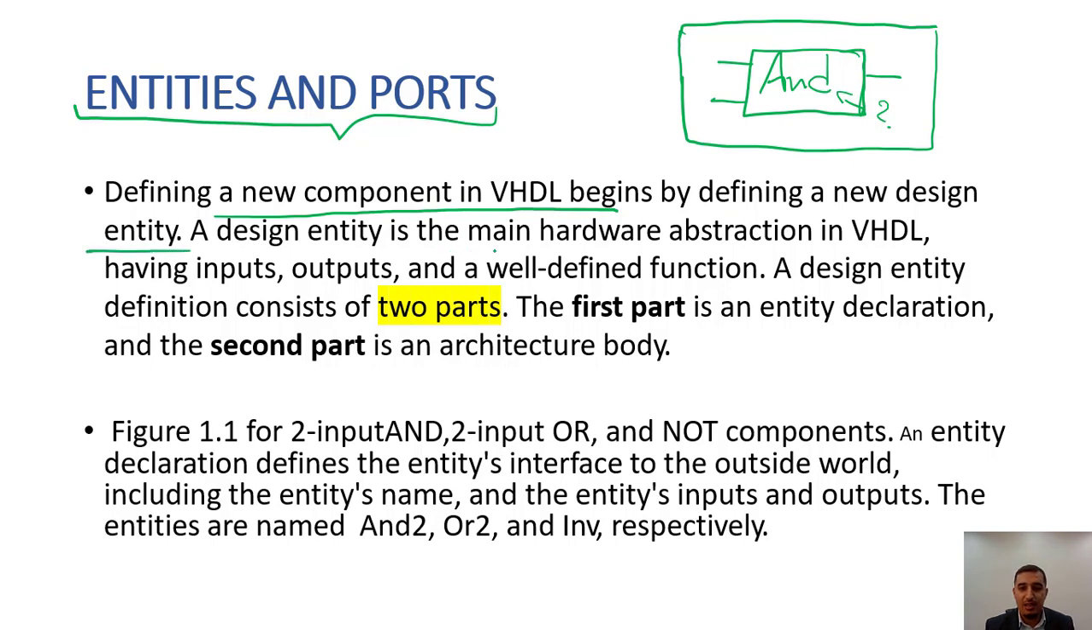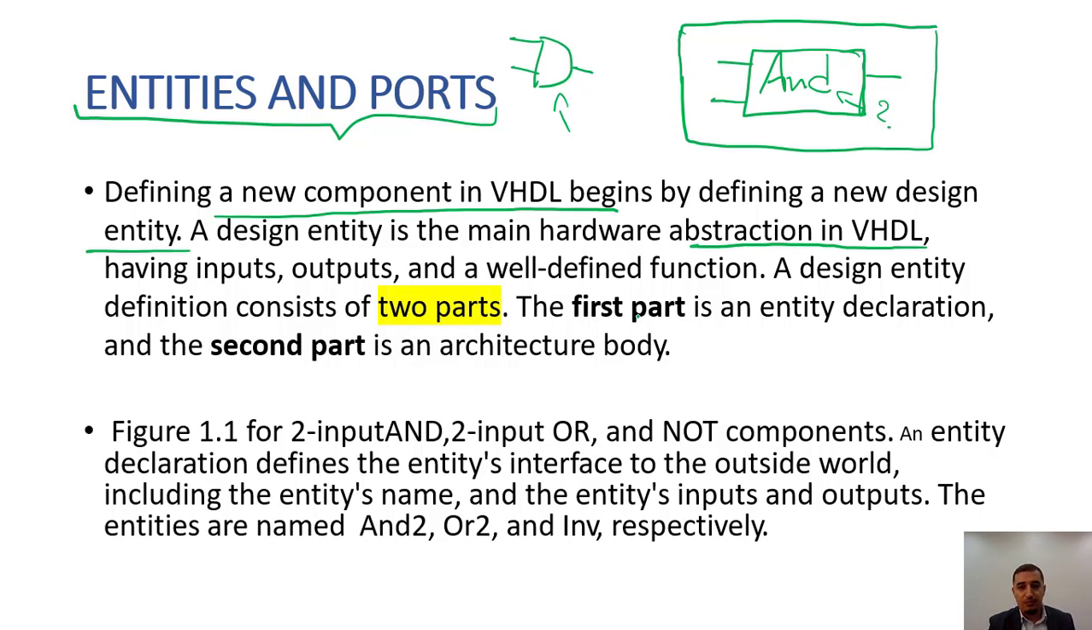A design entity is the main hardware abstraction of VHDL. Abstraction means a simplification. When I see a component like this AND gate, I know it's an AND gate, right? What is the behavior? What are the ports? I know the entity. Now this is our AND gate. What it does is something else. But as an entity, I know this as an AND gate. It has two inputs and one output.